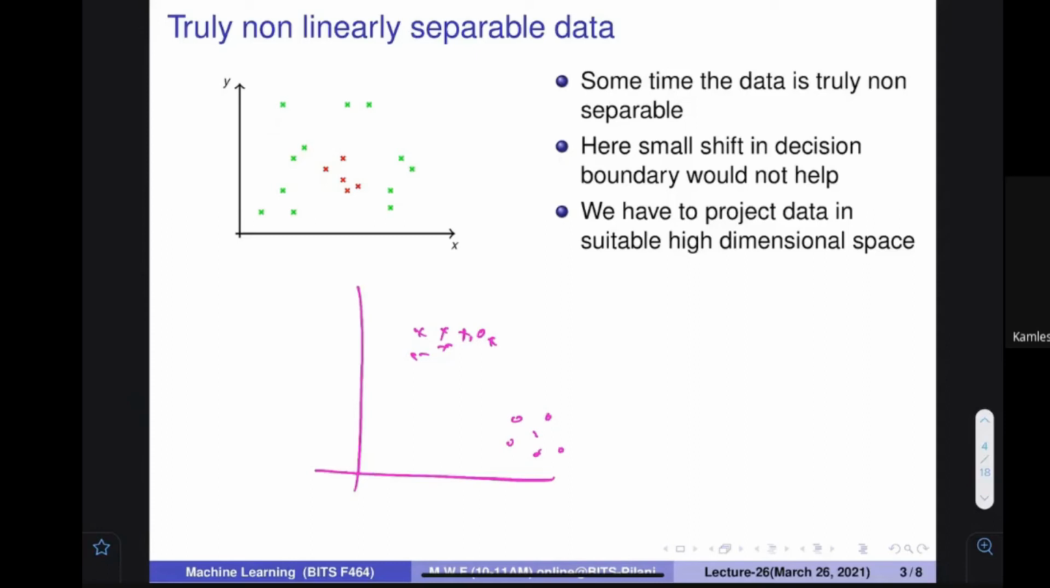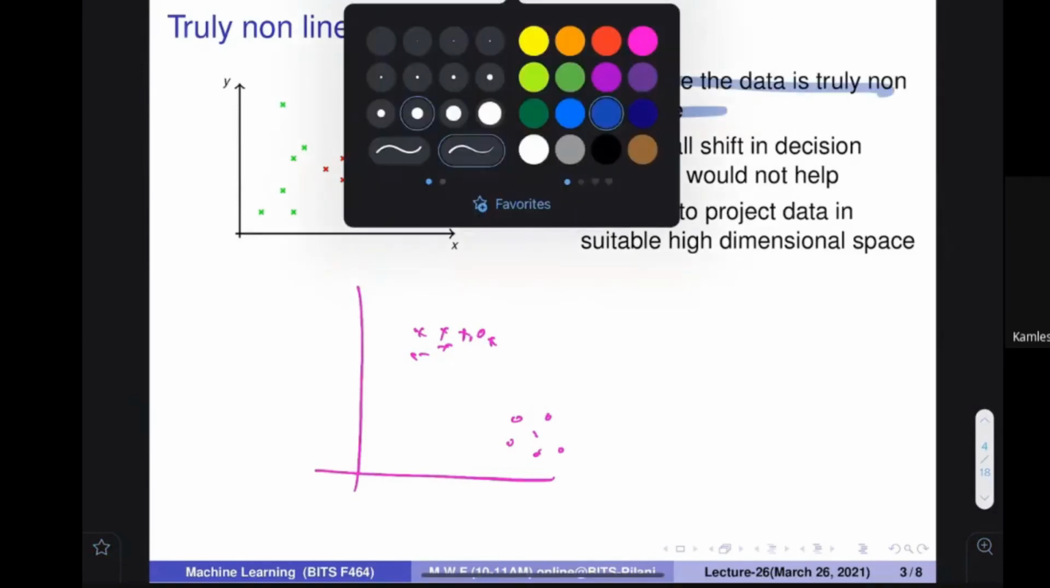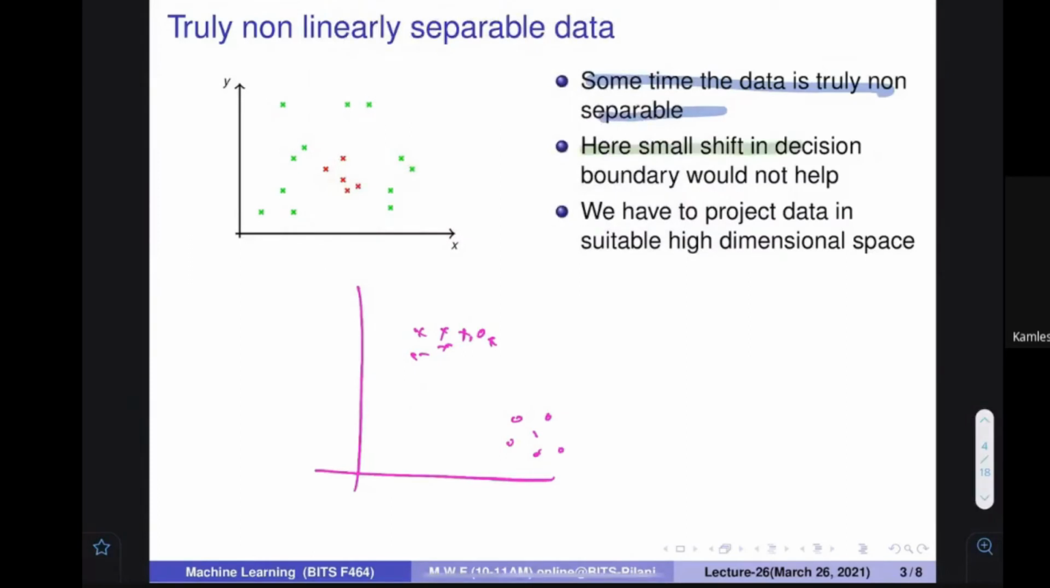So this data is truly non-linear. So by changing the hyperplane also, we cannot get any great advantage. So sometimes the data is truly not separable. So here a small shift in the decision boundary would not help. So in those cases, we have to project the data into a suitably high dimensional space. So what is needed is that in these kinds of scenarios, we have to suitably shift the data into a higher dimensional space. Let me give you an example.